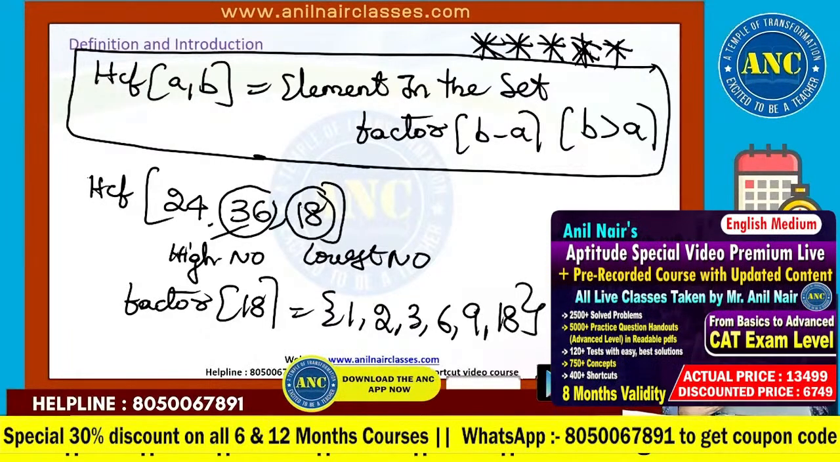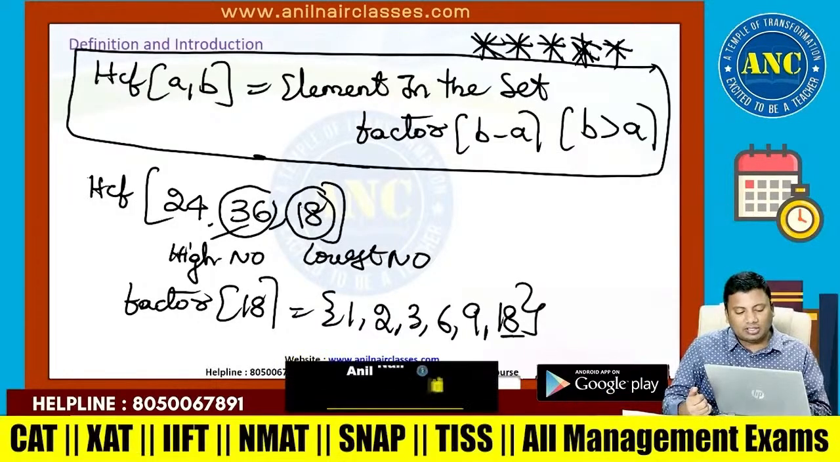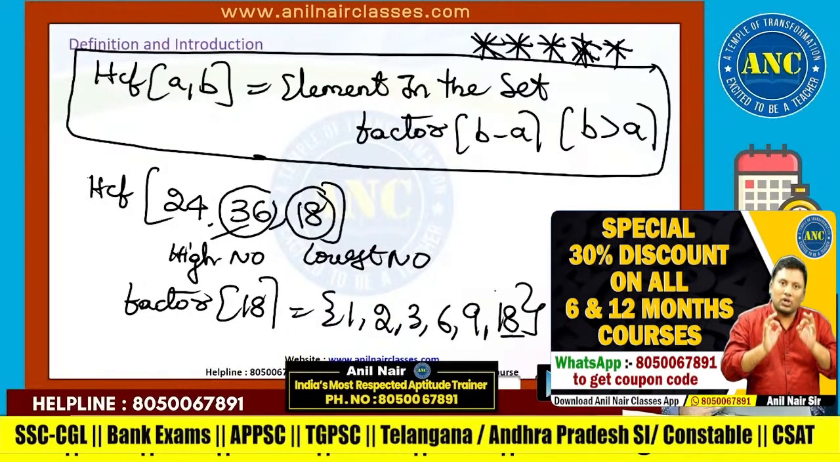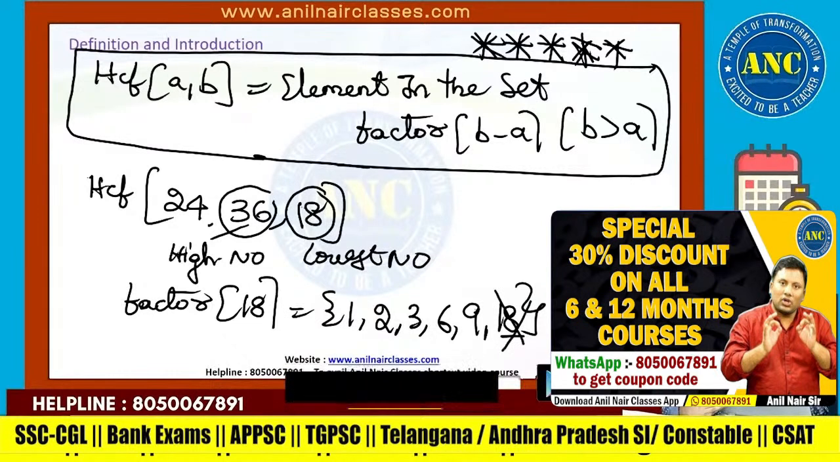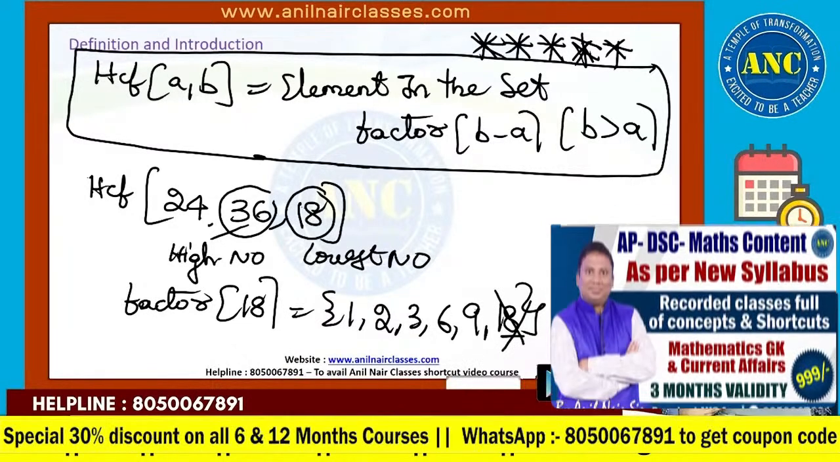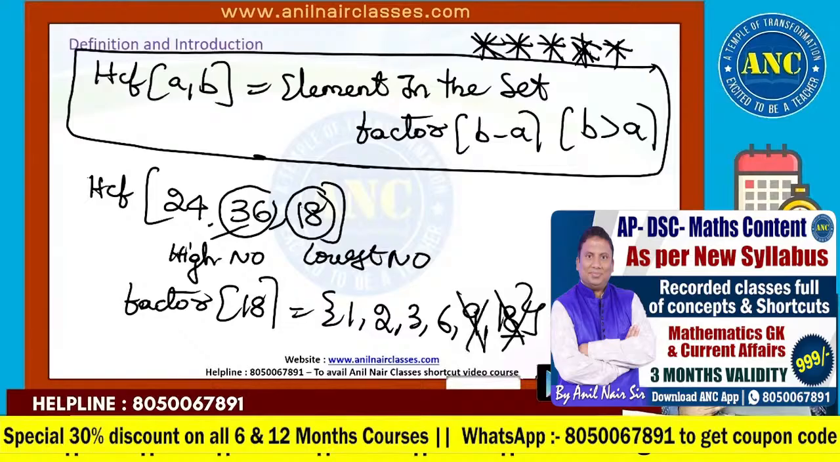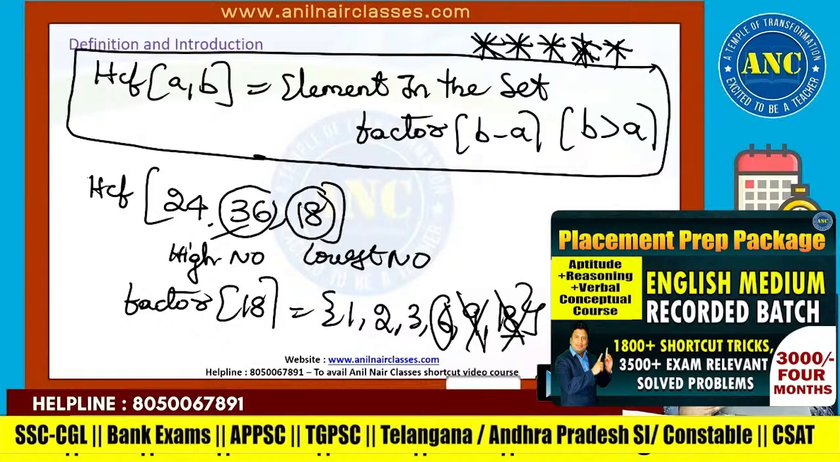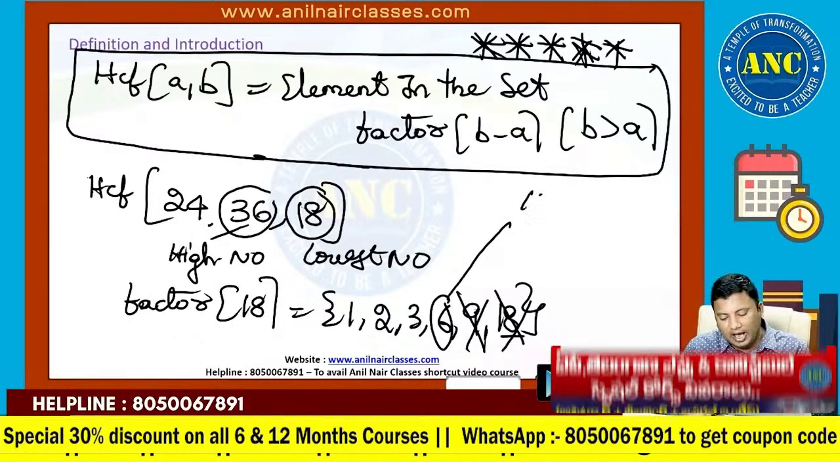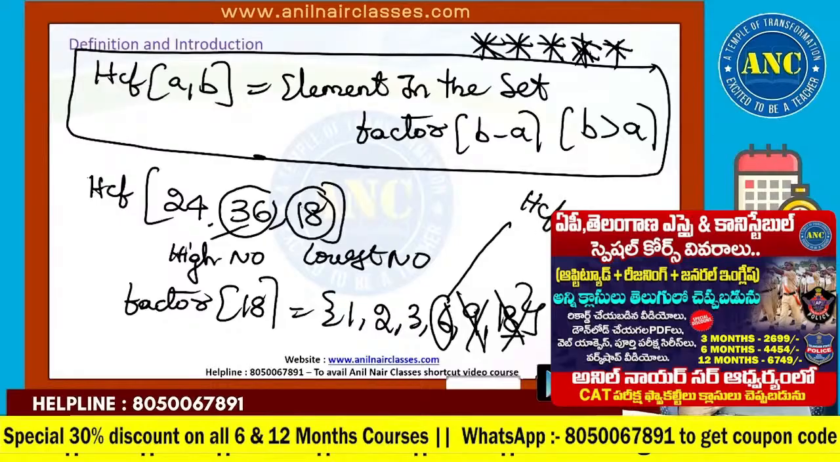Check with the largest. Is 18 dividing every number? 18 ones are 18, 18 twos are 36. It is not dividing. Is 9 dividing every number? 9 twos are 18, 9 fours are 36. Is 6 dividing every number? 6 threes are 18, 6 sixes are 36, 6 fours are 24. Answer for this question is 6.